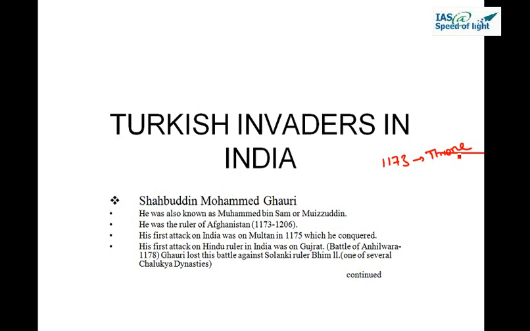Now let us see how he began his conquest. Ghori led his first expedition in 1175 when he marched against Multan, and he won. So 1173 he ascended the throne, 1175 he conquered Multan.